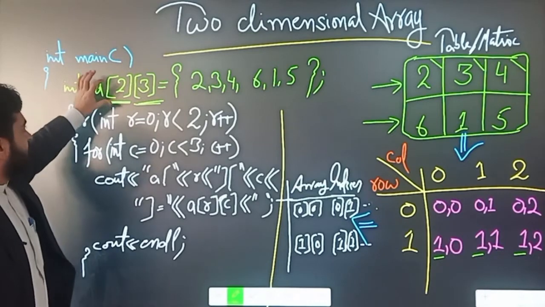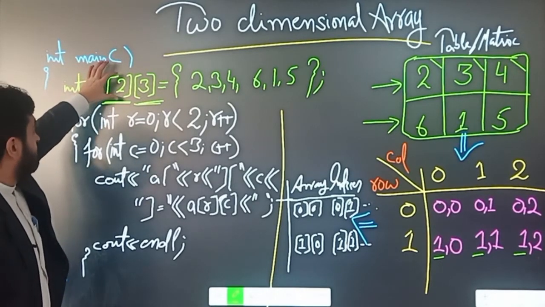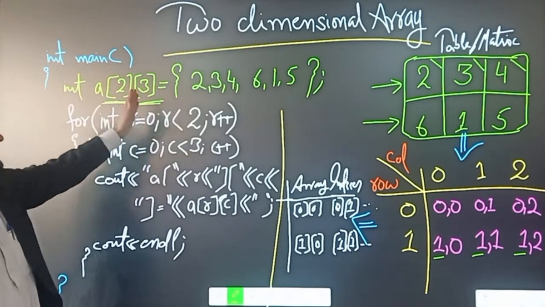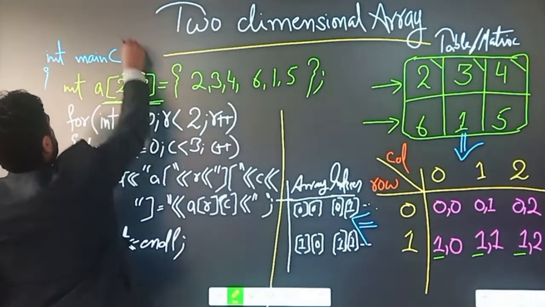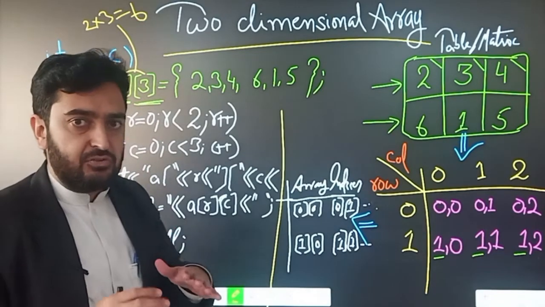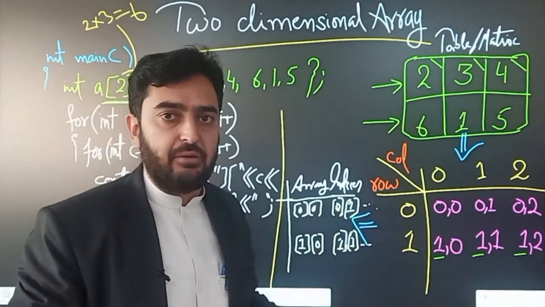The answer to this question is to multiply the number of rows with the number of columns. So 2 multiplied by 3 is equal to 6. It means that we can save 6 elements in this two-dimension array.